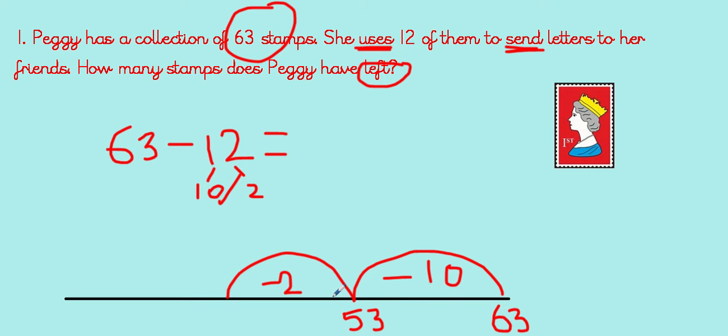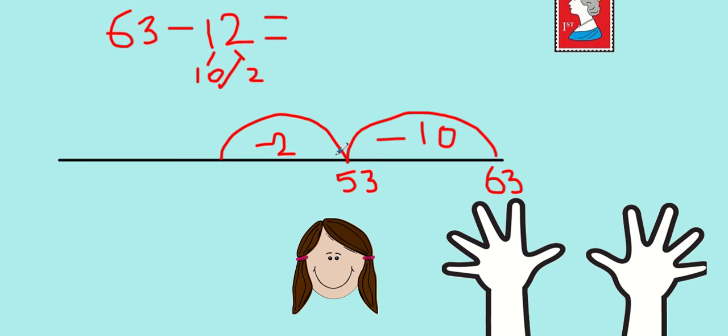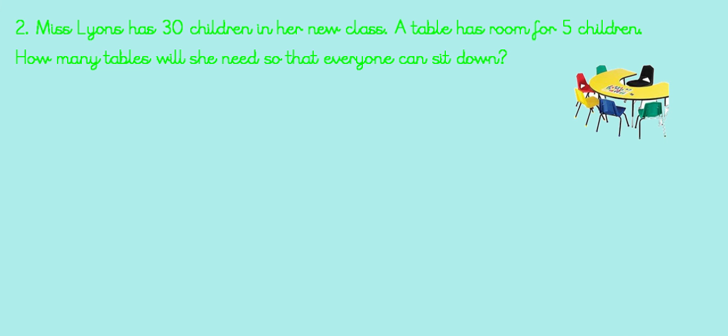Now to do that, we can use our fingers, can't we? So we're starting on 53, so put that on my forehead, because that's where I've landed here, isn't it? I'm going to take away 2, counting back. Go. 52, 51. So 63 take away 12 is 51. She had 51 stamps left. Tick off. Okay, next question, children.